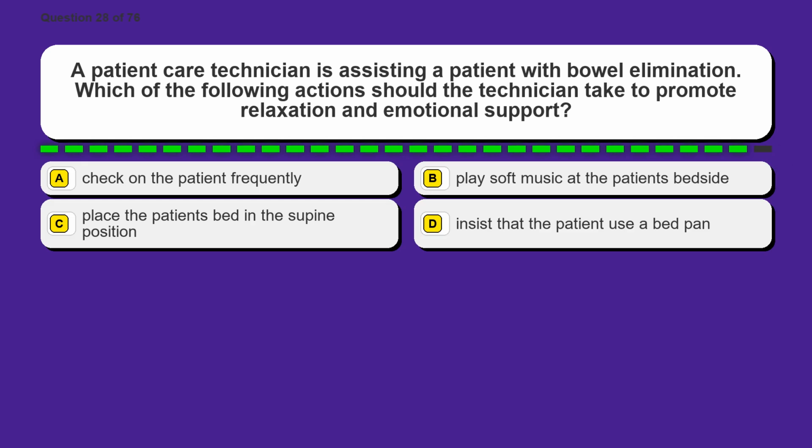Question 28. A patient care technician is assisting a patient with bowel elimination. Which of the following actions should the technician take to promote relaxation and emotional support? Option A, check on the patient frequently. Option B, play soft music at the patient's bedside. Option C, place the patient's bed in the supine position. Option D, insist that the patient use a bedpan.